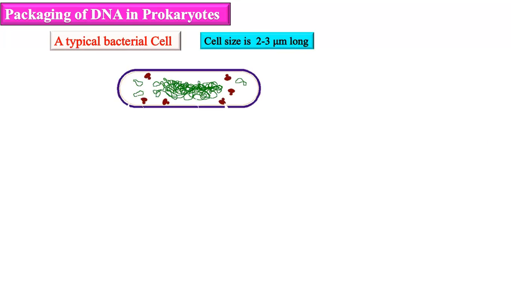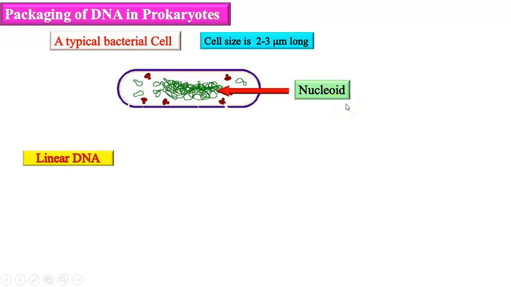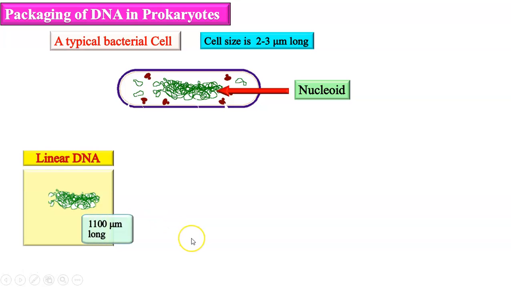We will take a typical bacterial cell as a representative prokaryotic cell. The approximate size is 2 to 3 micrometers in length. They do not have a well-defined nucleus. The nucleus is not well organized. The nuclear membrane and nucleolus are absent. It is a nucleoid.